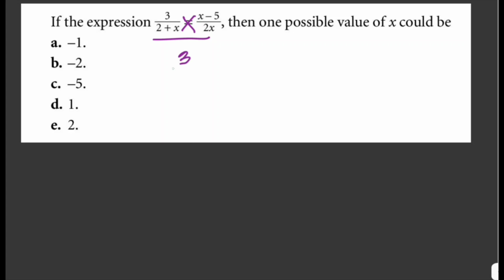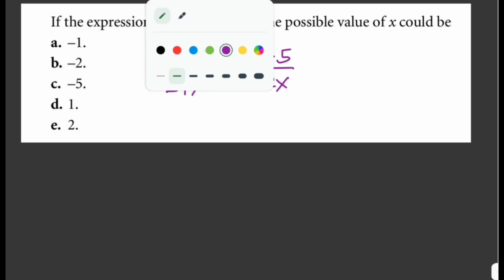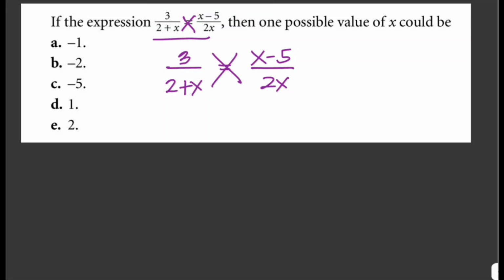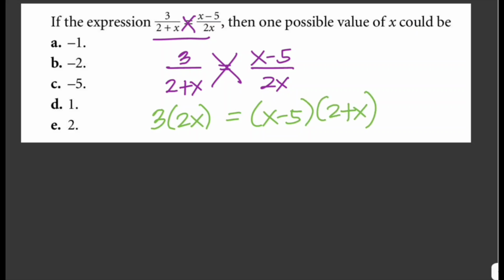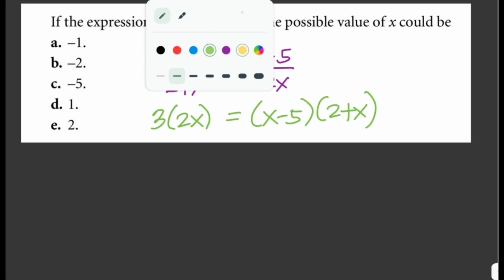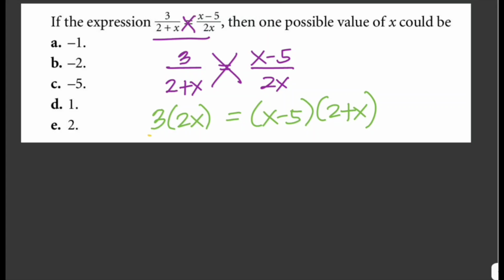So that would be 3 over 2 plus x equals x minus 5 over 2x. And then we cross multiply them. That means we multiply 3 and 2x. So that would be 3 times 2x equals x minus 5 times 2 plus x. And then from here, we simplify. 3 times 2x is 6x equals x minus 5 times 2x.